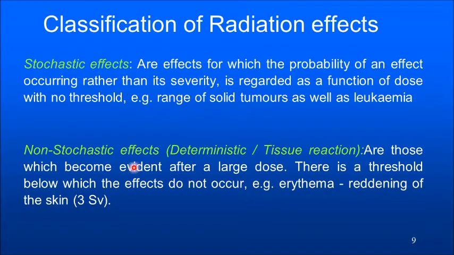Tissue reactions are those which become evident after a large dose. There is a threshold below which the effects do not occur. For example, erythema, that is the reddening of the skin, one needs to get irradiated to 3 sievert to see that effect.